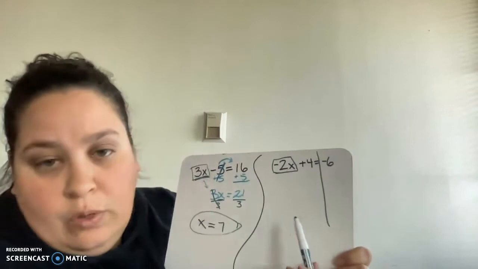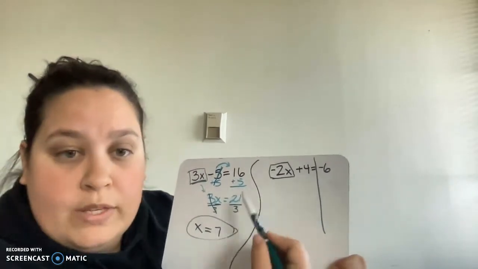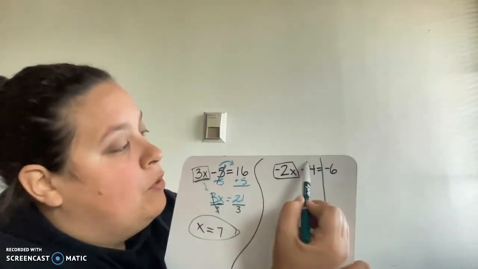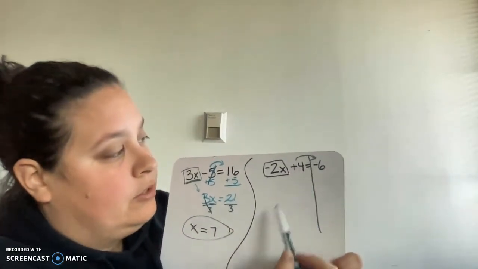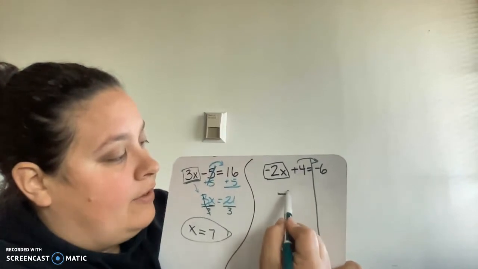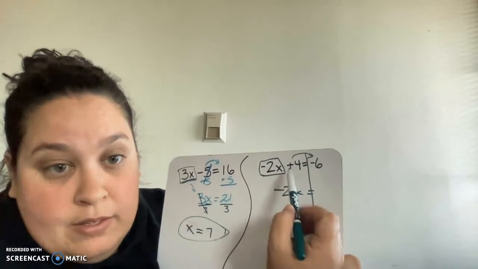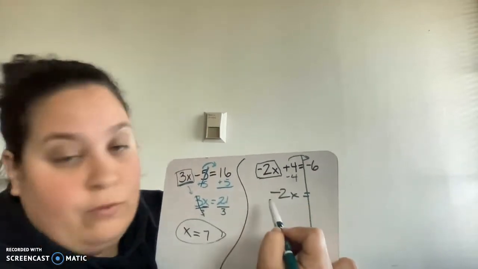Draw the line down your equal sign. If anything moves from one side to the other, it has to switch signs. So I want to move this 4 over here, so that way I only have negative 2x on this side. Well, the only way to get rid of a positive 4 is to subtract 4.